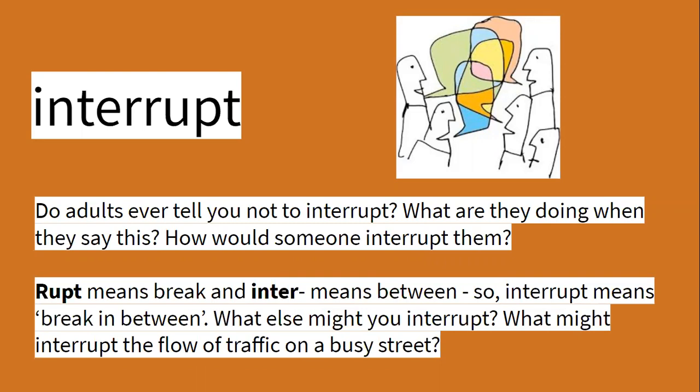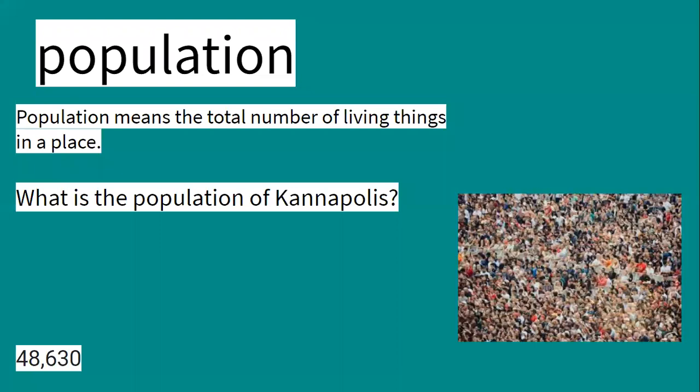What might interrupt the flow of traffic on a busy street? Maybe if an animal runs across a busy street, it'll interrupt the traffic. So people have to stop and brake. Interrupt.